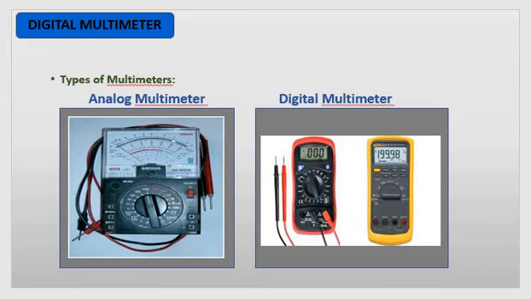Now for AC voltage and current measurement, the same principle is applied except for the fact that the AC parameter to be measured is first rectified and filtered to get the DC parameter, and the meter indicates the RMS value of the AC quantity.